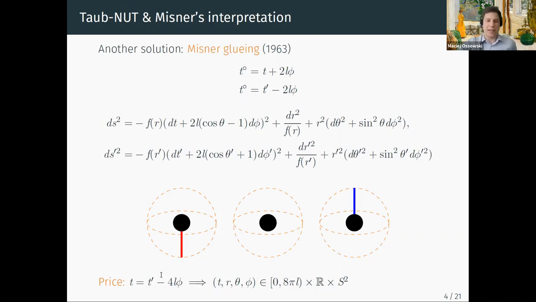we identify those points. So at the same time, we have to identify points that correspond to t equals 0 and t equal to 8 pi L, because we have this period from 0 to 2 pi and also this term for L. And the same, of course, goes for the coordinate t prime. So if we want to still have continuous coordinates, we now must require that t is a cyclic coordinate.